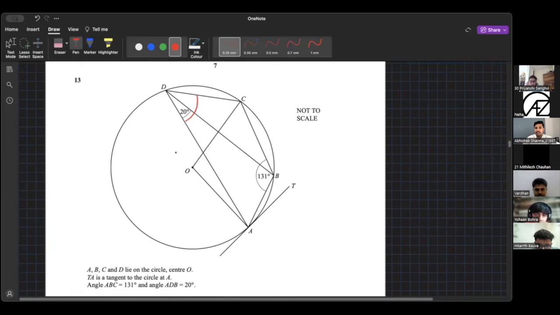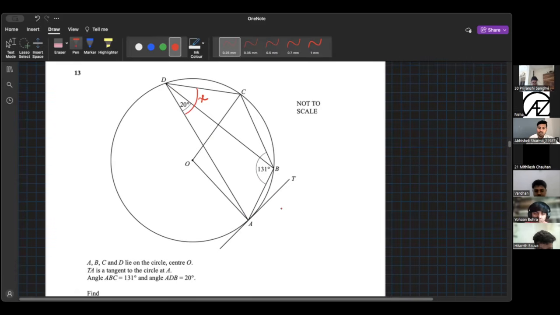In this angle, we can clearly see ADB is already known to us, that is 20 degrees. The other remaining part is X. Now, in the cyclic quadrilateral ABCD, as per the definition, a cyclic quadrilateral is a quadrilateral which is sketched inside the circle. In that, the opposite angles add up to 180 degrees. That means 20 plus X plus 131 degrees is going to be 180 degrees as per the formula. So now we can write X is equal to 180 minus 151.